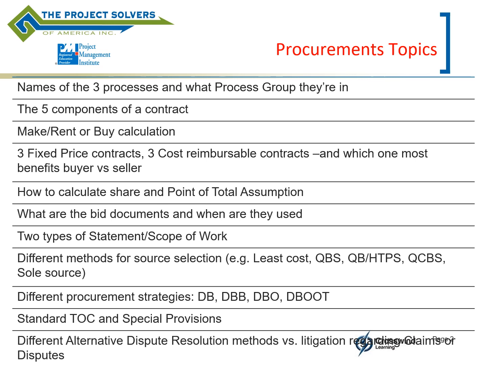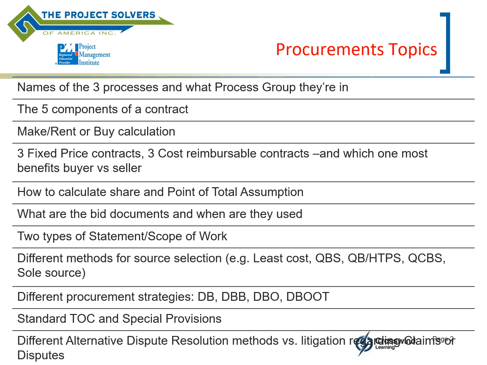Some components of certain contracts can involve share, especially if you have an incentive fee contract. And so how does share work? Share also enters into contracts that are using point of total assumption, which is a fixed price incentive fee contract. We'll talk about the different types of bid documents and when you would use each. And then 2 main types of scope of work and what type of contract would be appropriate depending on the scope of work type that you used.